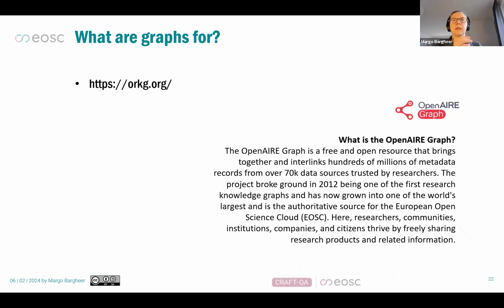knowledge, accessibility, and interaction. And here's one citation from the OpenAIRE graph, and I guess many of you are familiar with it because it's also part of the European Open Science Cloud. So the OpenAIRE graph is a free and open resource that brings together and interlinks hundreds of millions of metadata records from over 70,000 data sources trusted by researchers. And that is the most important thing. Because when we look at the EOSC, the graphs, what libraries can discover, one thing is how it's presented to us so that we can interact with it. We can do some searches, we can do browsing, but the most important thing is the sources underneath it.